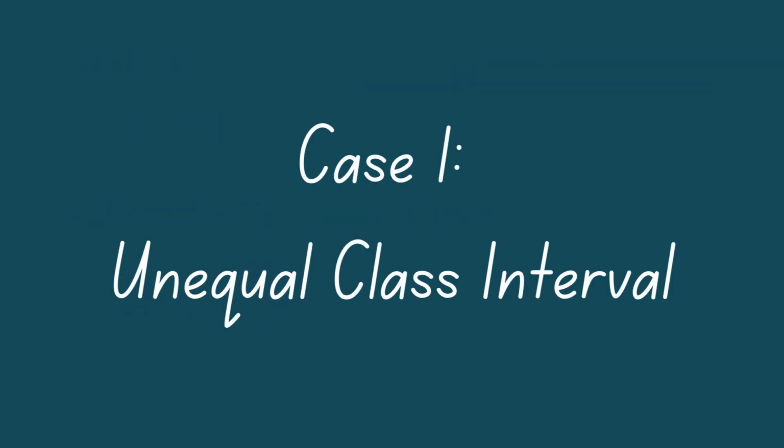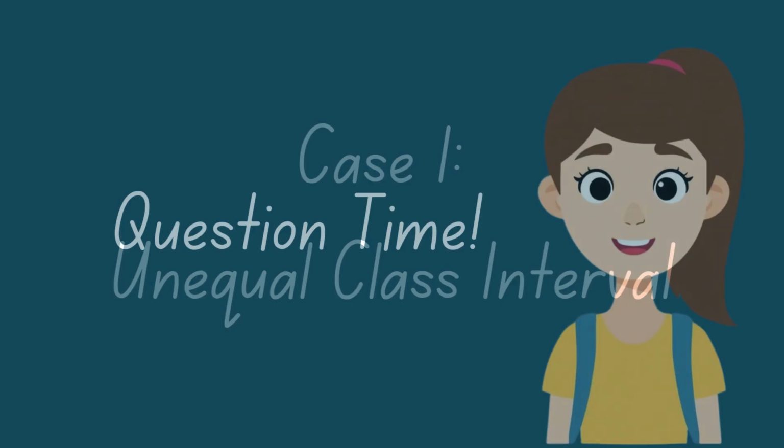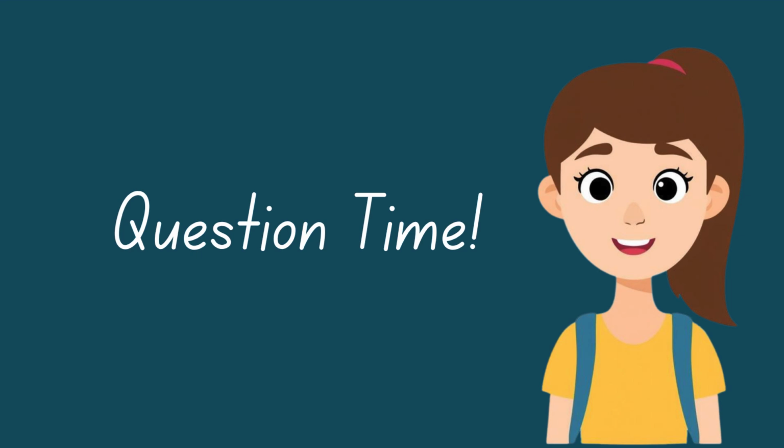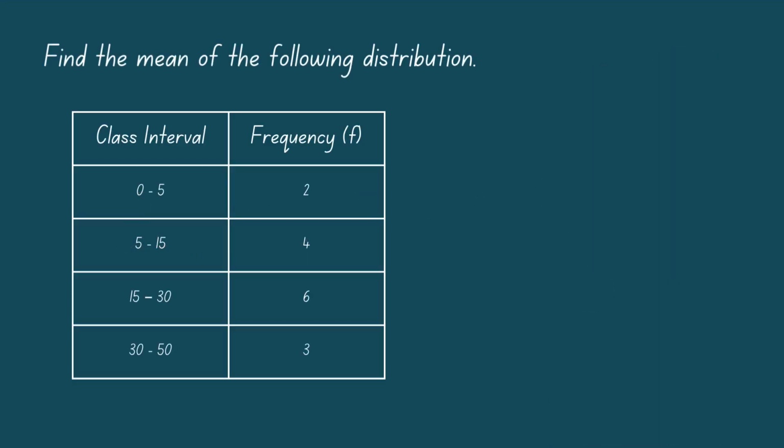So first we have a case of unequal class intervals. Let's look at one of the questions to see. Here is our first question. Find the mean of the following distribution. And we have a table with class interval and frequency. Class intervals are 0 to 5, 5 to 15, 15 to 30 and 30 to 50. And we have their corresponding frequencies.